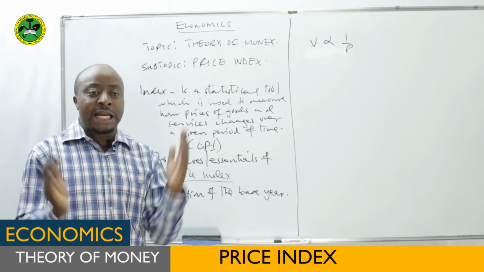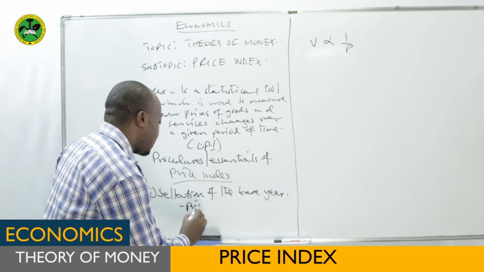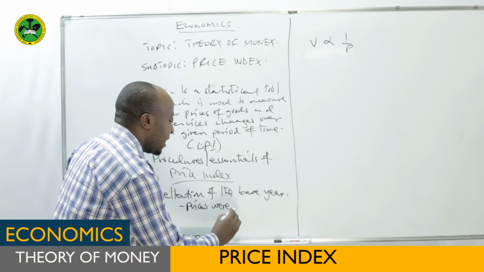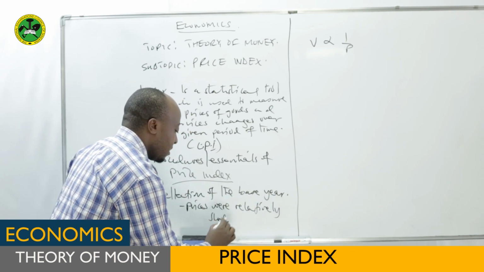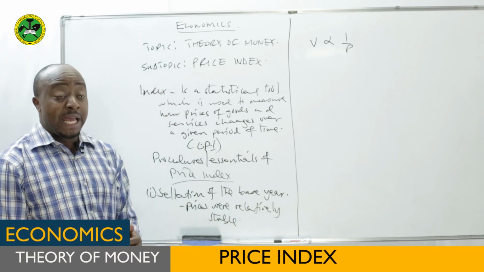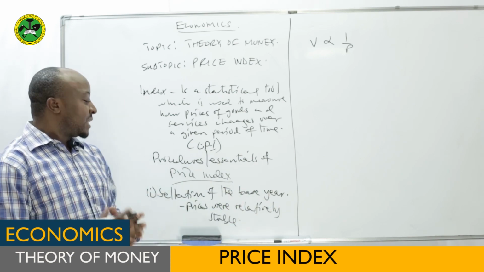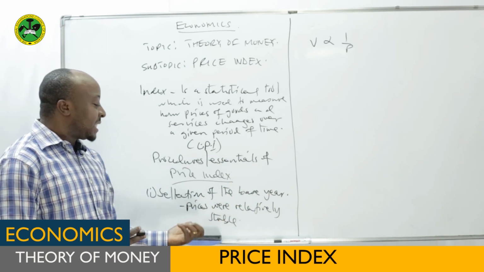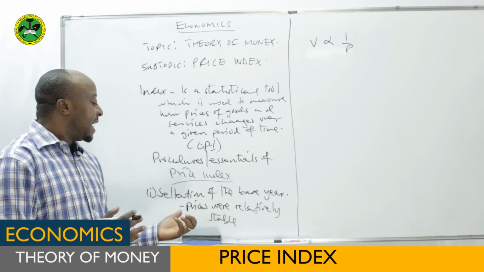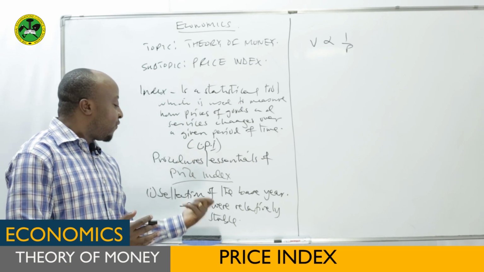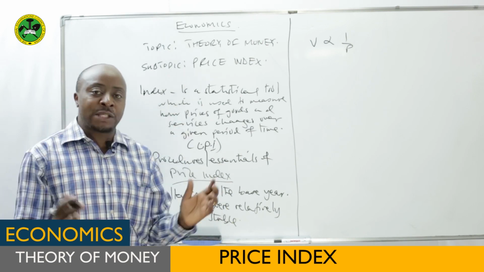because the base year I want to choose has some criteria. For example, it should be a year in which prices were relatively stable. It is not possible to find a year in which the prices of goods and services did not change at all. That's why we say we choose a base year in which prices of goods and services were relatively stable. That means at least if they were changing, there were no frequent changes in those prices. That means at least there was stability in the prices of goods and services.